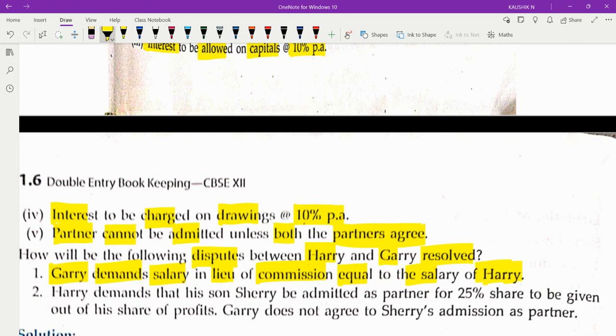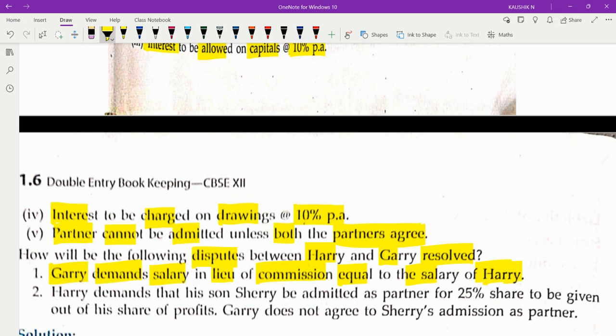Can you able to understand? Can you understand what the statement is? Here Gary is saying that I have been given commission, but still I need salary also, because he has some issues. Gary is demanding that salary should be provided to him in lieu of commission, in addition to commission, and that salary should be in what proportion? It should be equal to the salary that we offer to Harry.